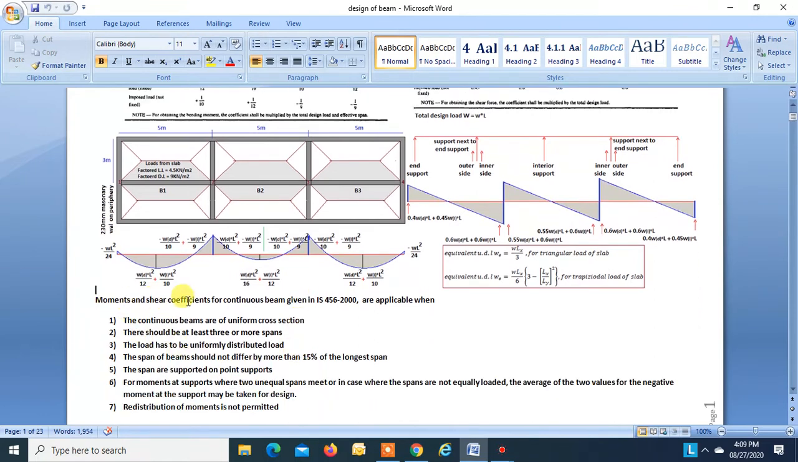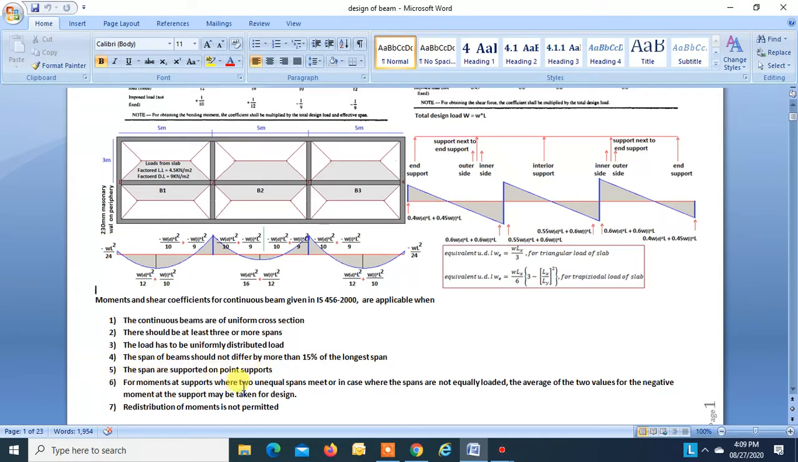Moment and shear coefficients for continuous beams given in IS 456:2000 are applicable when the continuous beam is of uniform cross section. The cross section has to be uniform. There should be at least three spans. The load has to be uniformly distributed; we have an equivalent UDL. The spans of the beam should not differ by more than 50% of the longest span. Our spans are equal, so okay. The spans are supported on point supports.